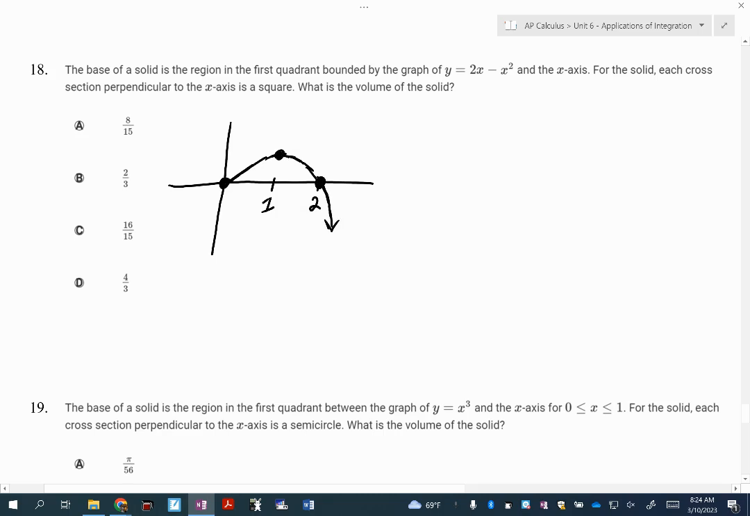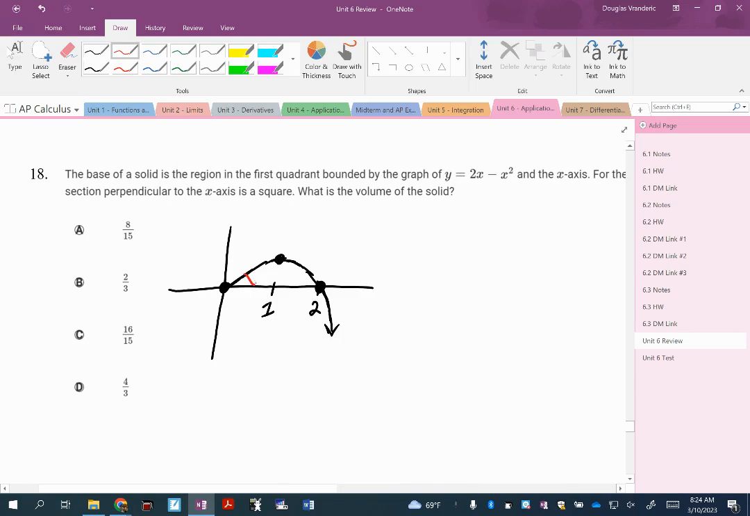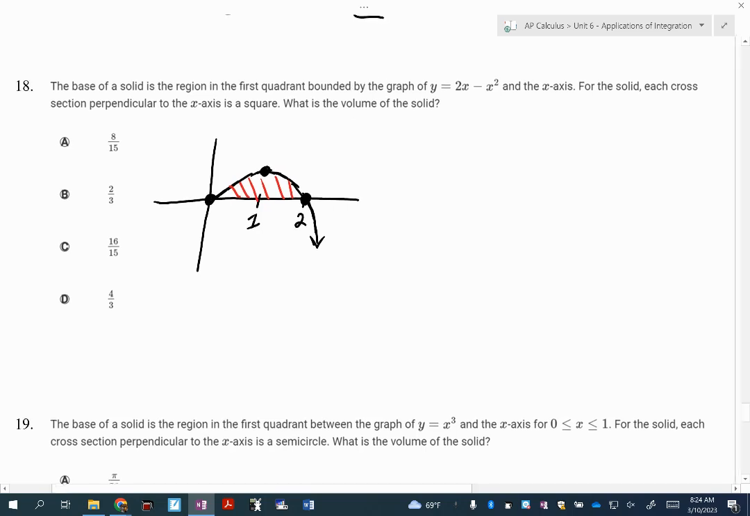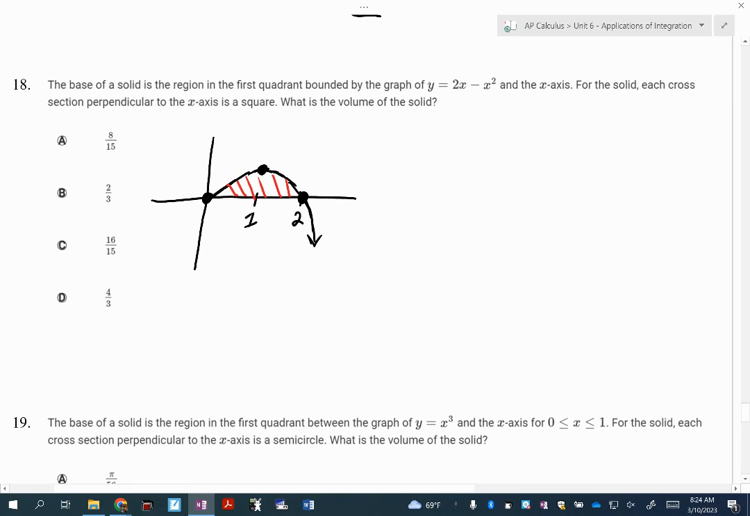So I only care about this region right here, and it tells us that the cross section perpendicular to the x-axis is a square. If you think about taking little tiny pieces, like this tiny piece right here, this is a square. We want to find the area of all of these little tiny squares, and then we take the sum of those and integrate to find the volume. This is why I want to go over these. We'll do this in class as well.